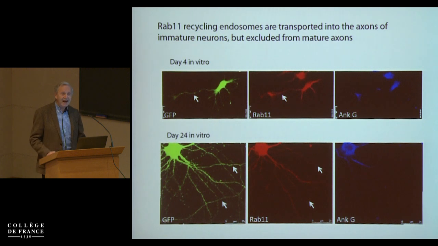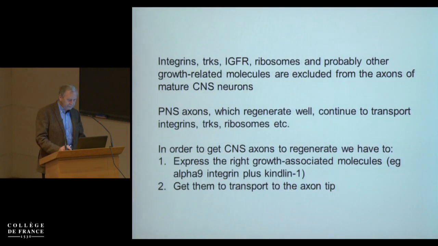So the conclusion we have is that many types of receptors, integrins, trks, the things carried by Rabs, IGF receptors, and also ribosomes, are excluded from axons as they become mature. So essentially, all these molecules are being excluded from the axons of mature CNS neurons, whereas axons that regenerate well and embryonic neurons will transport them.